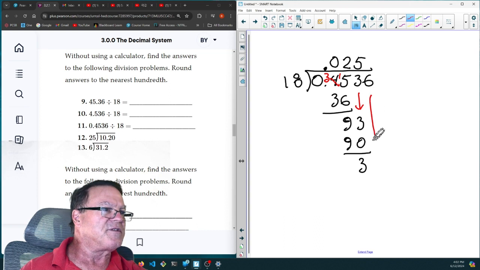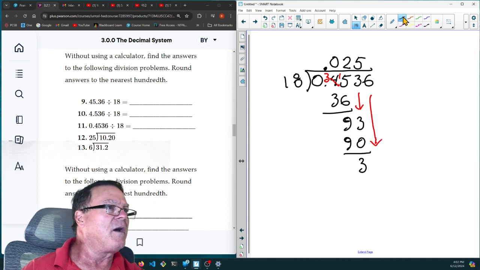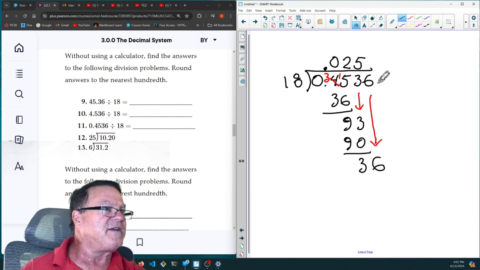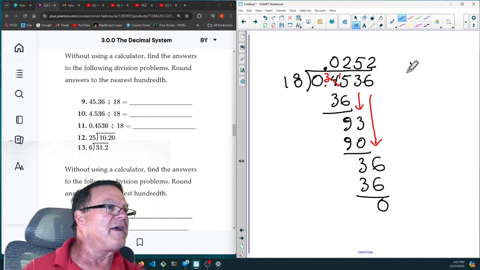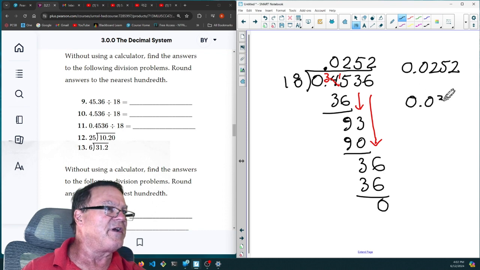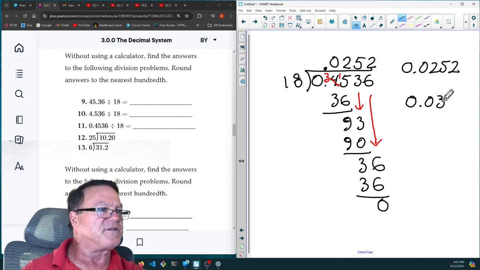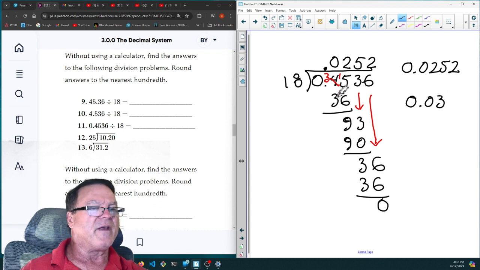Let's bring down the 6. 18 times 2 equals 36, with a remainder of 0. Now, again, our answer is 0.0252. They want us to round to the nearest hundredth, so we're going to round it to 0.03. We're going to round up because the next number is 5 or greater, so we're going to make this 0.03. And that's our answer to number 10.